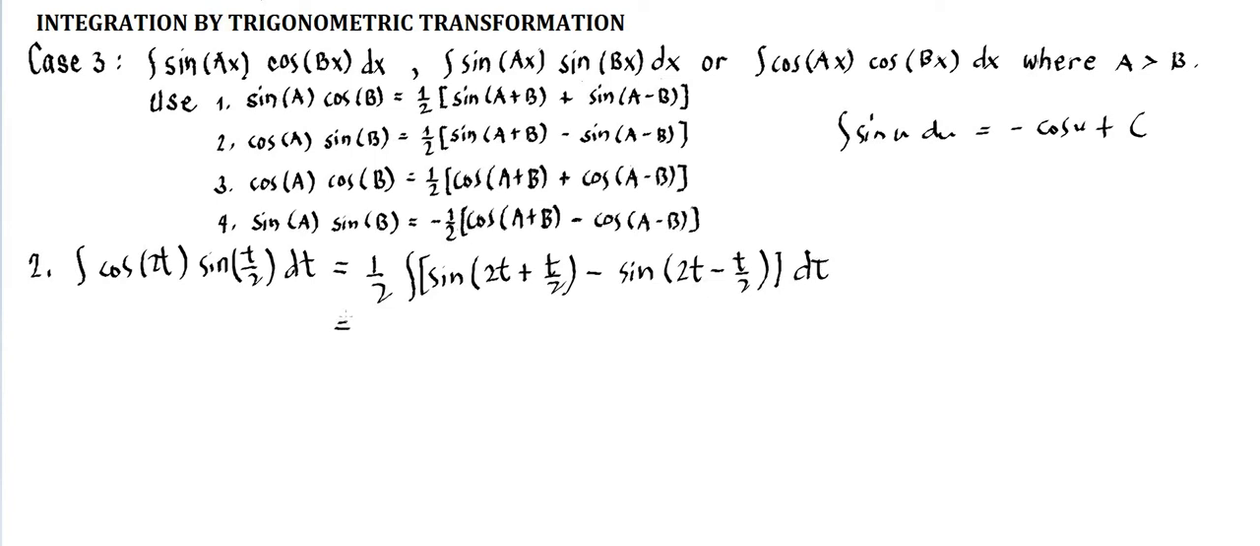Okay? So, ang gagawin natin, mumultiply natin yung 1 half sa loob at pag-iwalay natin integration ng bawat term. Ano? So, magkakaroon tayo ng 1 half integral of sine of, so 2t plus t over 2 ay 5t over 2, no? So, 5t over 2, and then, times dt, minus 1 half integral of sine of, so yung 2t minus t over 2 ay 3t over 2, and then times dt.